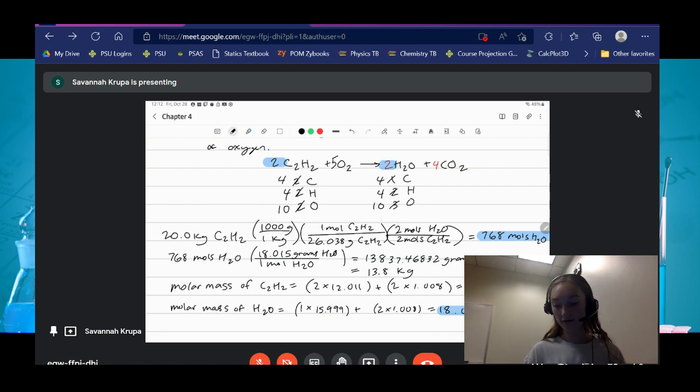And since we started with 20.0, our answer is going to be in 3 significant figures as well. So that is our answer. It produces 768 moles of H2O, and it also produces 13.8 kilograms of H2O.